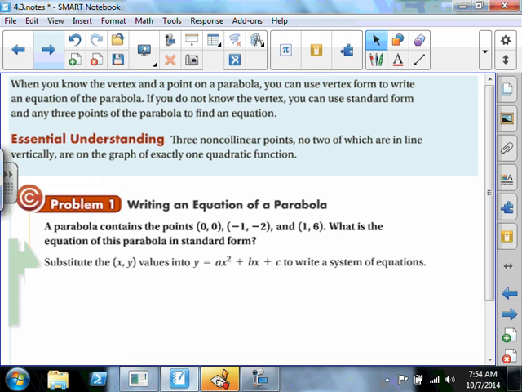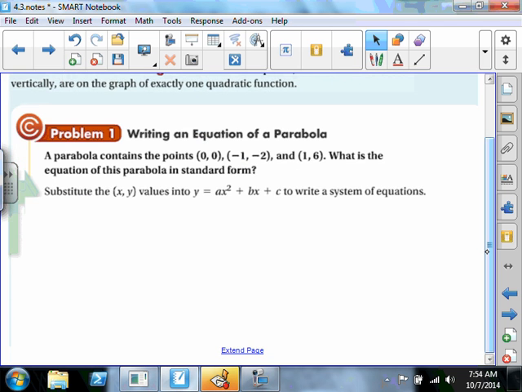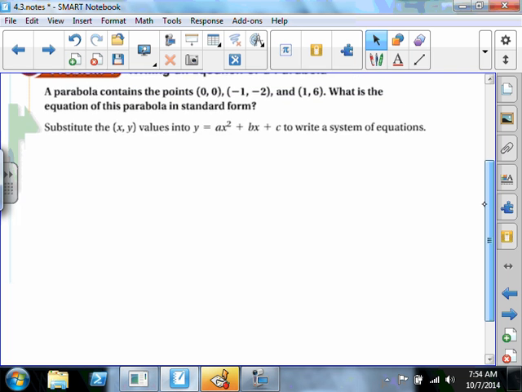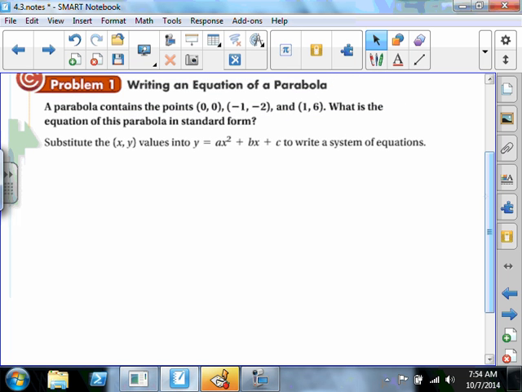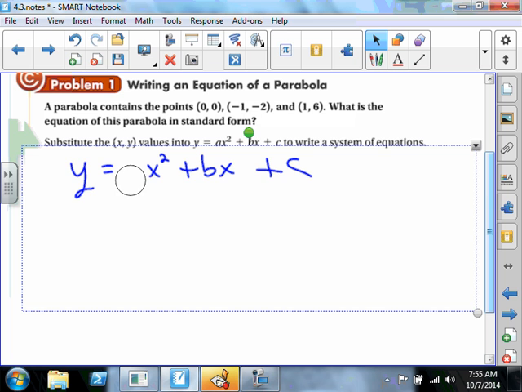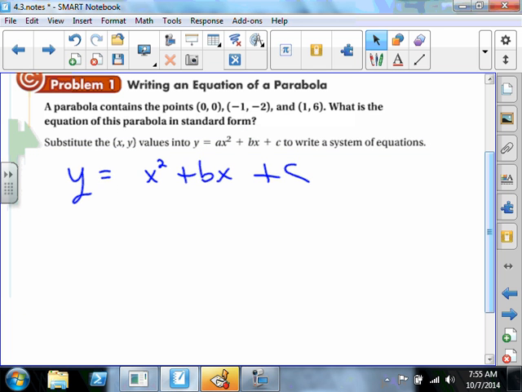Problem one, they give us 3 points. They said, okay, hot shot, the parabola contains the point 0, 0, and the point -1, -2, and the point 1, 6, and then they ask, what's the equation in standard form? Now, there is a hint here, and I really wish that hint hadn't shown up. But here's what we're doing. We're going to write y equals ax squared plus bx plus c. We're going to replace a with some number, b with some number, and c with some number.